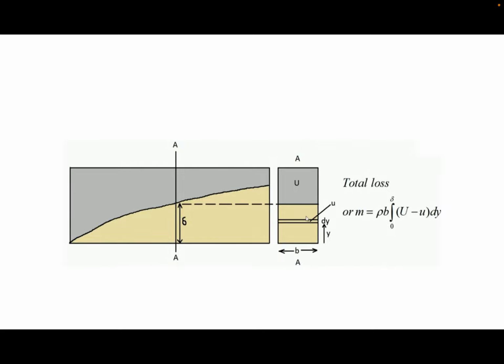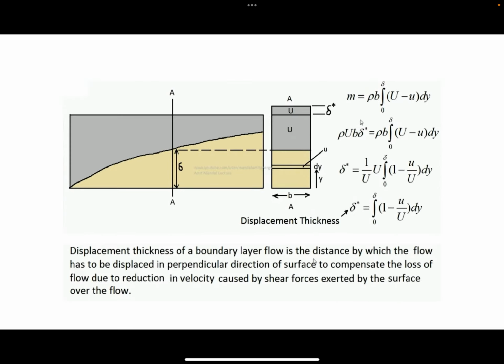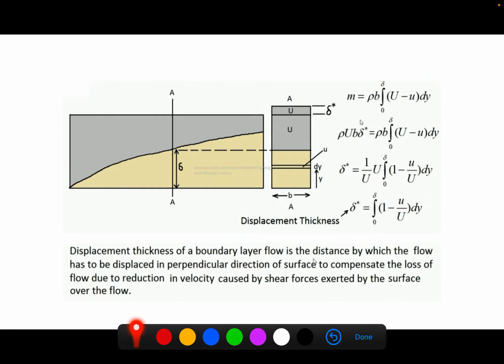But the conservation law states that m dot, or m, has to be conserved. We can't say that mass is reduced. Inlet and outlet mass has to be constant. So to keep the mass flow rate constant, the boundary layer or fluid has to shift, and that shifting distance is nothing but the displacement thickness, how much it shifted to accommodate for that reduction, that change in mass flow rate.